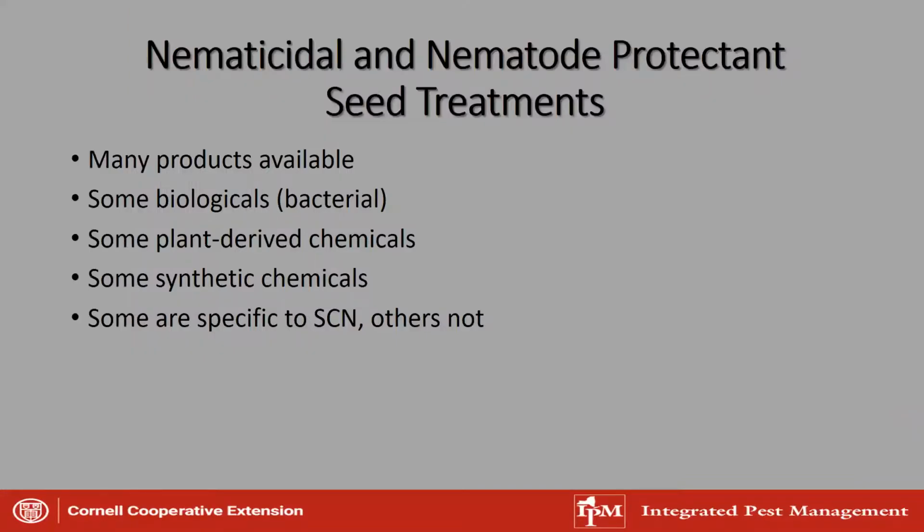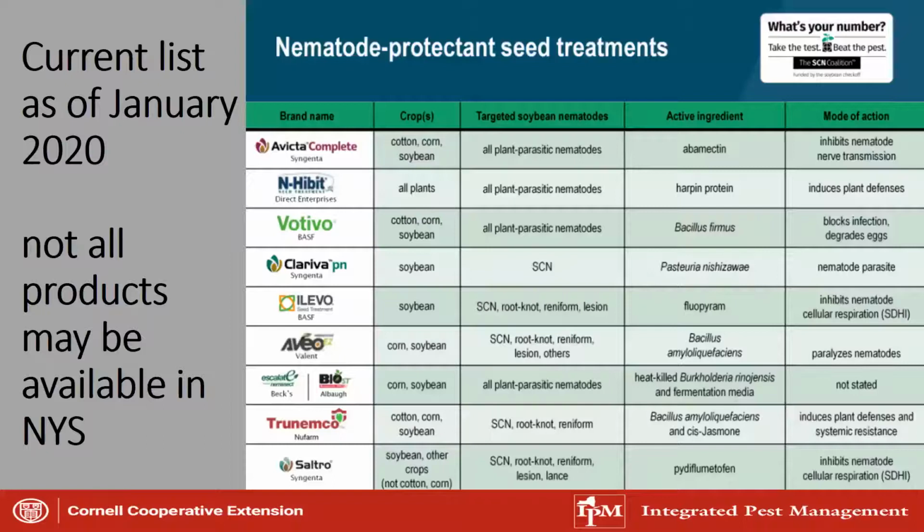And so then let's move on and look at these nematicidal and nematode protectant seed treatments, because there's a ton of products available. Some of them are biological, some of them are chemical, some of them are plant derived, some of them are very specific to SCN, some of them are very broad in general against all nematodes. So we have a lot of variety out there. This is, to the best of my knowledge, the latest list of products that is available. We see a lot of the active ingredients here, anything from biologicals like Bacillus, which a lot of us are familiar with, down to some proteins and also some chemicals.